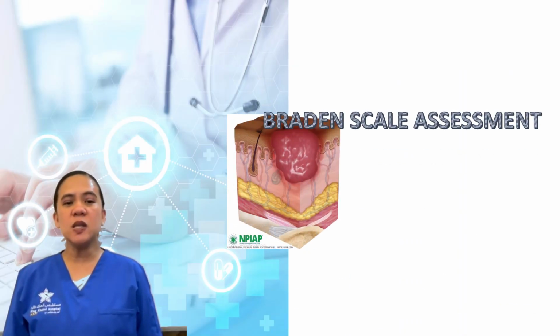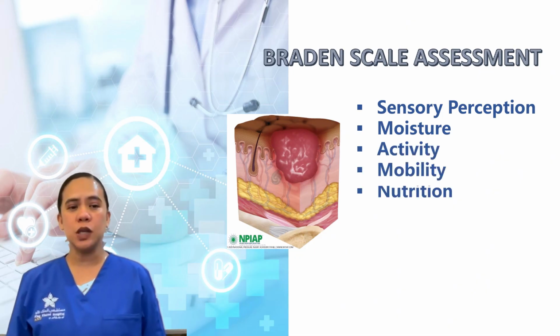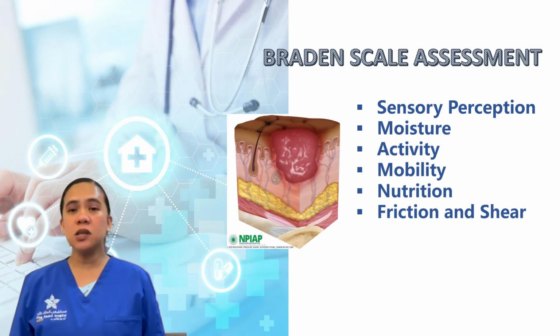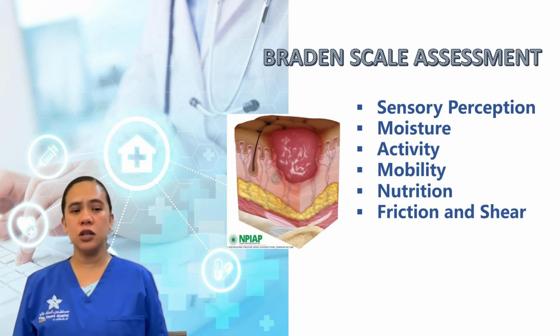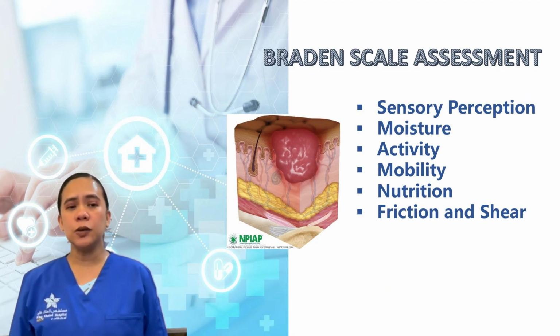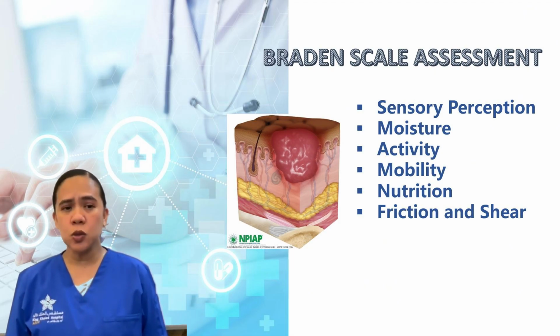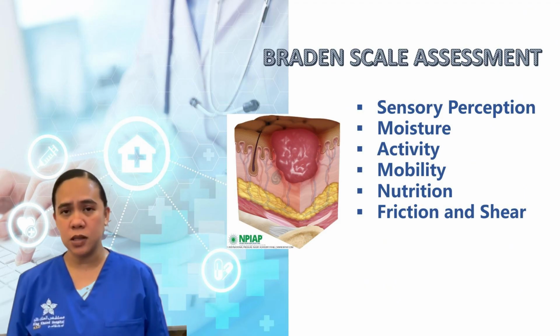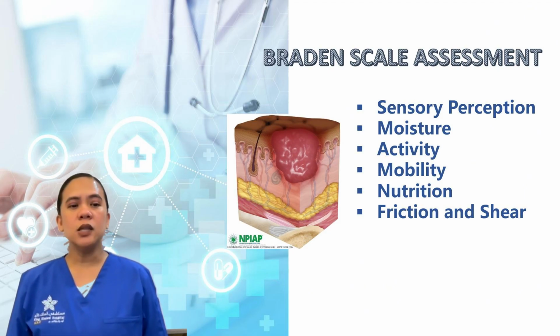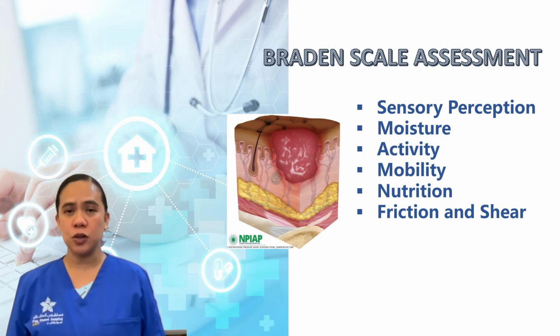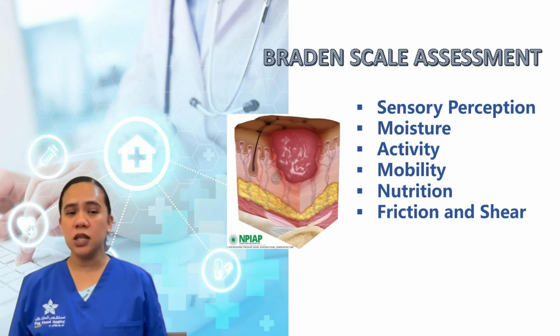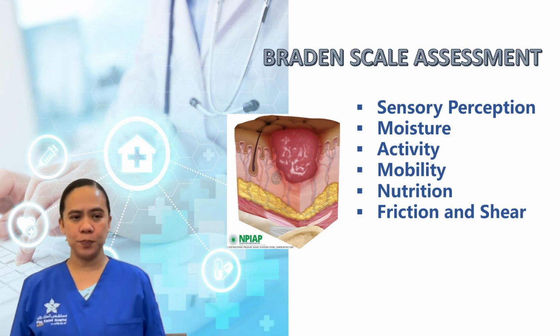The scale assesses 6 key areas, each contributing to skin breakdown: sensory perception, moisture, activity, mobility, nutrition, friction, and shear. Sensory perception is the ability to respond meaningfully to pressure-related discomfort. A patient who is unconscious or has reduced sensation is at higher risk. Moisture is how often the skin is exposed to moisture. Skin that's frequently damp from sweat, urine, or wound drainage is more prone to breakdown.